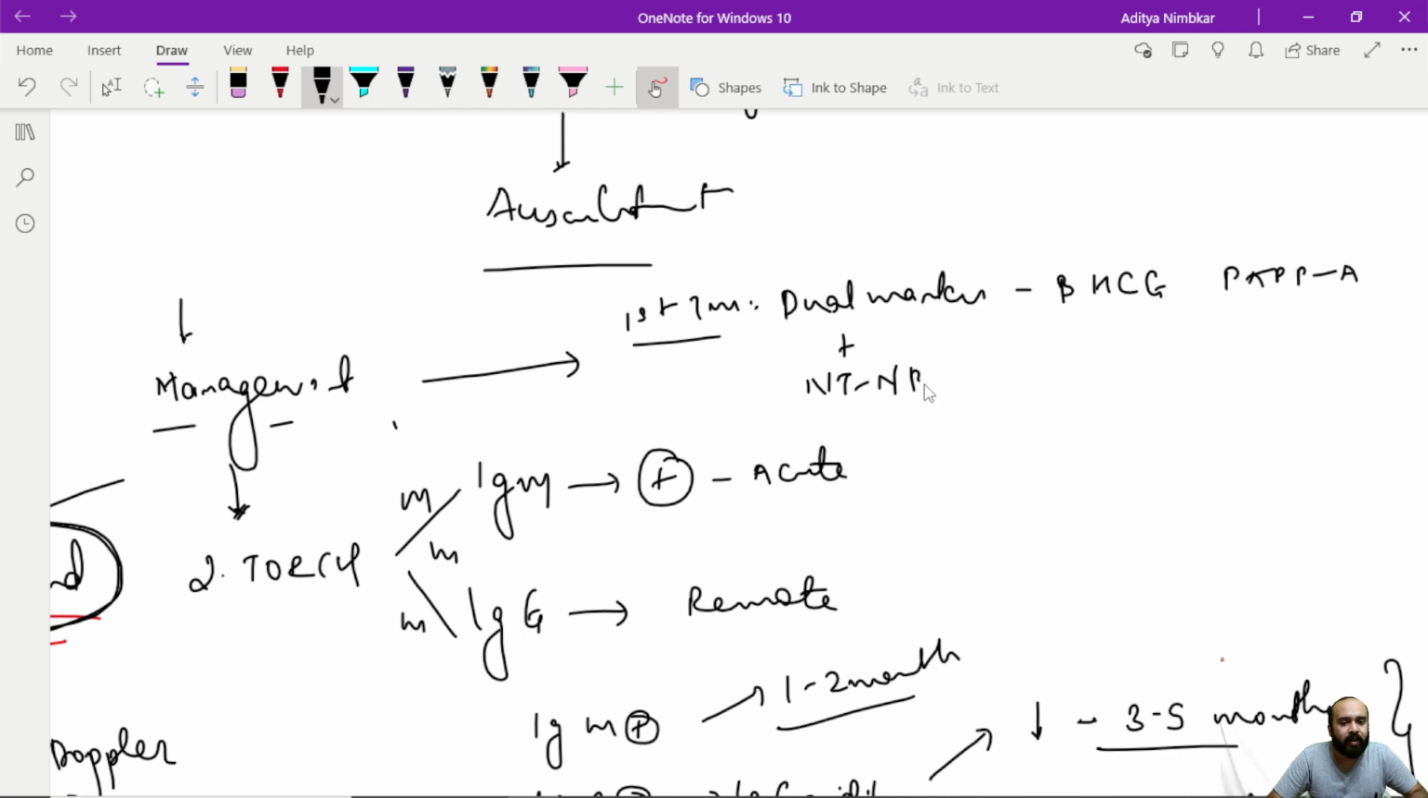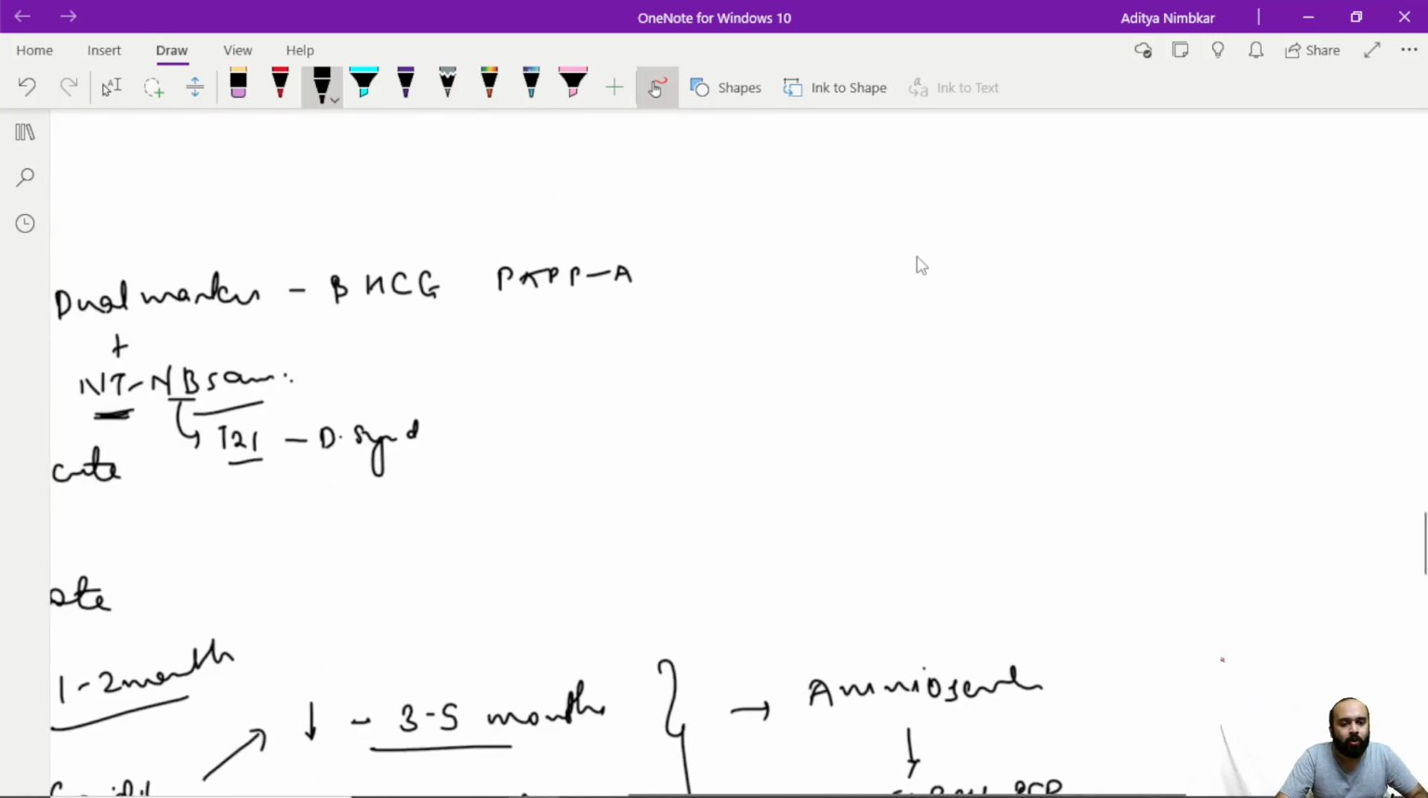Whereas in the NT-NB scan, I check for the nuchal translucency and nasal bone. The nasal bone is for trisomy 21. If it is absent, then you know that the baby possibly has Down syndrome. And what about nuchal translucency?